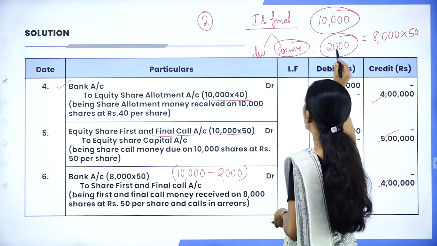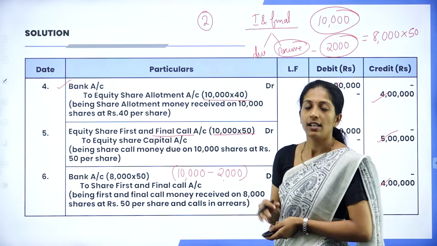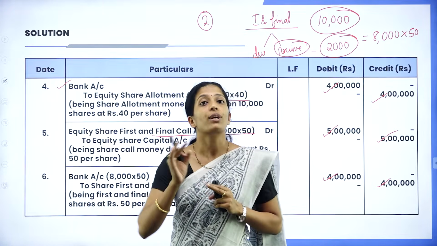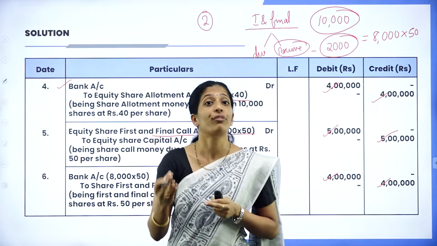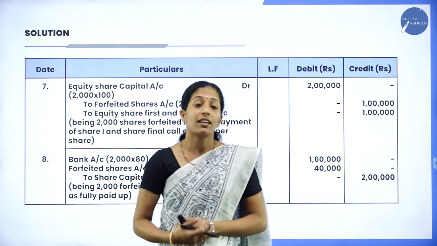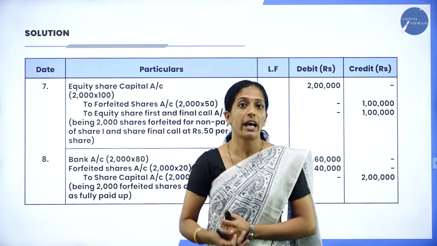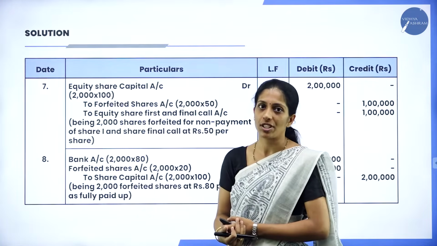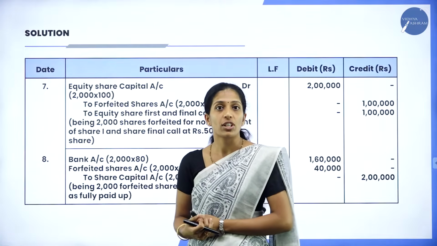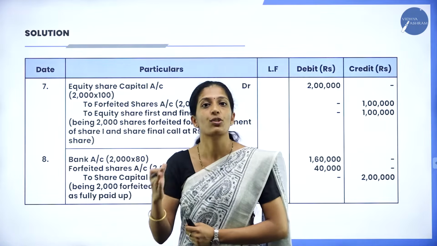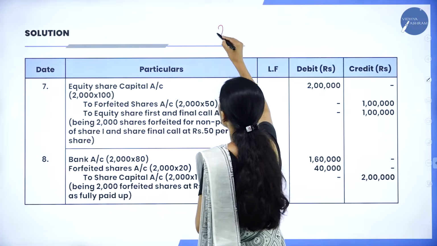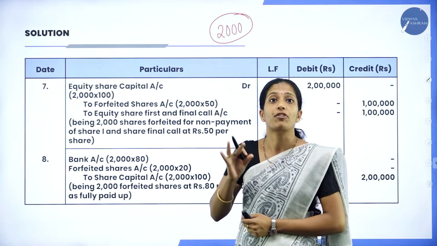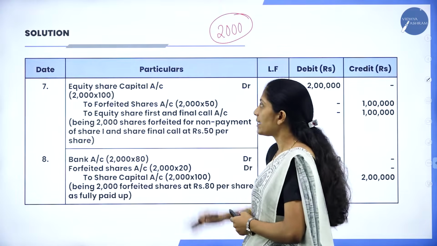Now what to do with these 2,000 who have not paid? The directors, as clearly given in the question, have decided to cancel those shares, that is, forfeit those shares. Now what to do with those 2,000 shares where the shareholders have not paid the first and final call money? We have to record the forfeiture entry. Now as I told you, forfeiture means what? Cancellation of shares for which the money has not been paid. So here 2,000 shareholders have not paid the first and final call money. So these 2,000 shares have to be cancelled. So the entry is what?